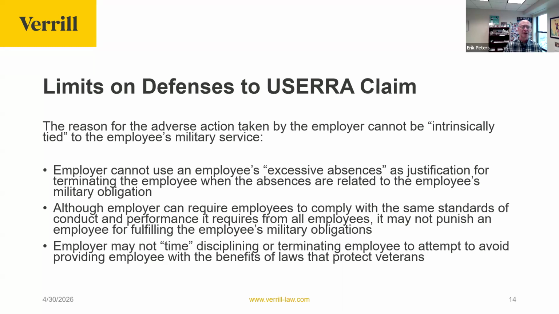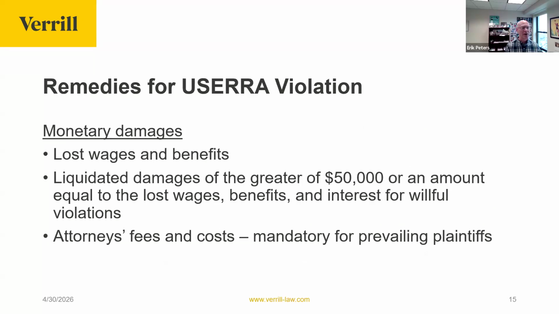All right, so we've talked about how you bring a claim. We've talked about how you defend a claim. We talked about the limits on defenses to a claim. What can you get if you win a USERRA claim? So let's go to the next slide and we'll talk about everybody's favorite topic, money.